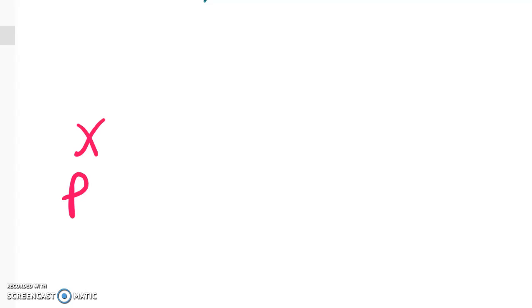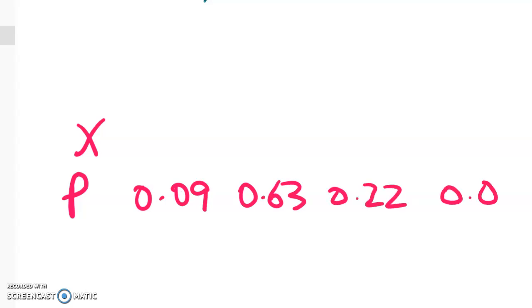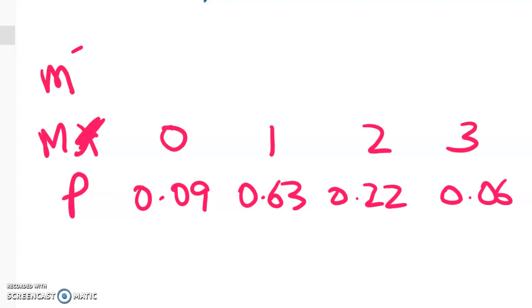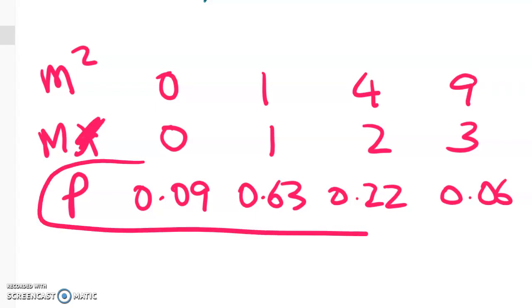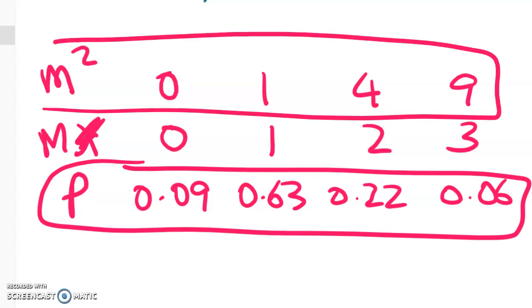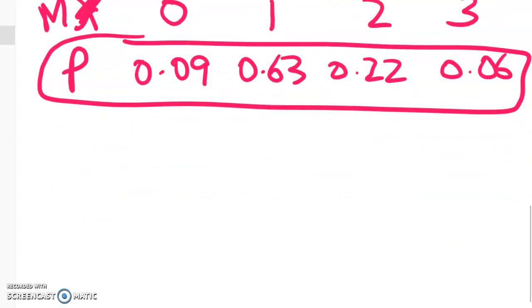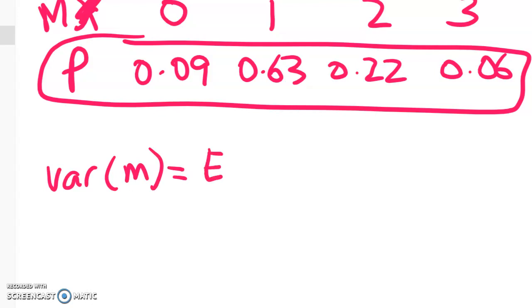So I've got my probabilities here, which are 0.09, 0.63, 0.22, and 0.06. Here I've got my x's. Actually, in this case, they're called the m values. So this is the number of mobile phones. To find the variance, I want to pop in a new row, which is m squared. So I'm going to have 0, 1, 4, and 9. And then I'm going to use the formula for finding the variance. So the variance of a random variable is equal to this.